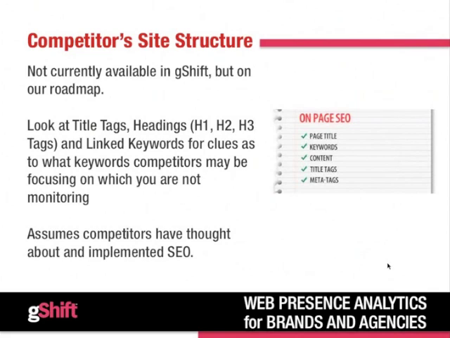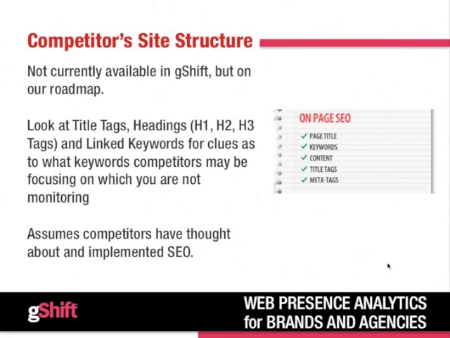So as I say, once we've identified those key online competitors, the ones that are showing up on page 1 or 2, something that's not currently available in gShift, but we're certainly putting on our roadmap moving forward, is the ability to look at your competitor's site structure. Specifically, we're looking at the title tags, the headings, the H1, H2, H3, H4, or beyond tags, and any linked keywords on the primary pages that are ranking for our competitors.